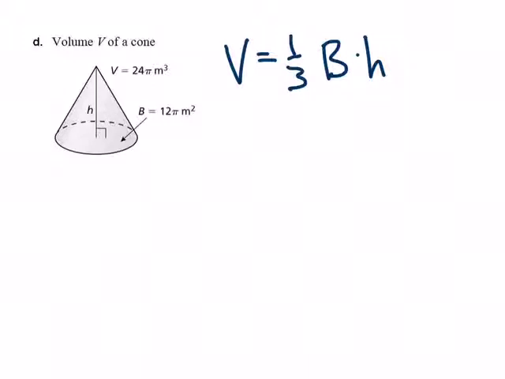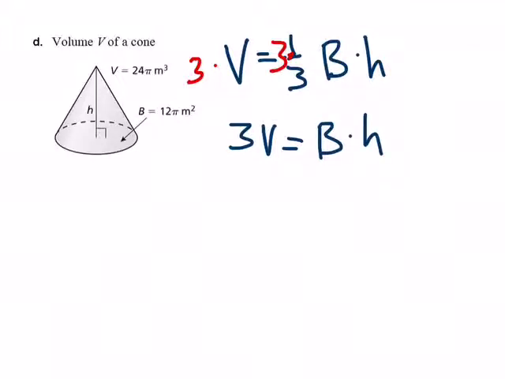And so in this case, what we want to do is get rid of that 1/3 first. So we're going to do that by multiplying by 3. So let's multiply this side here by 3. And what you do to one side, you got to do the other. 3 times this. So we end up with 3V, and the 1/3 times 3 is just 1. Equals area of the base times the height.